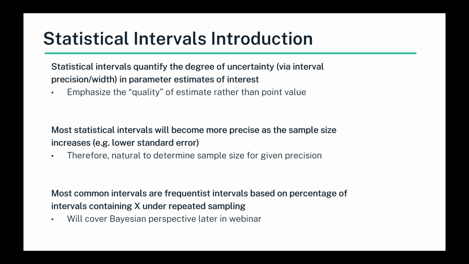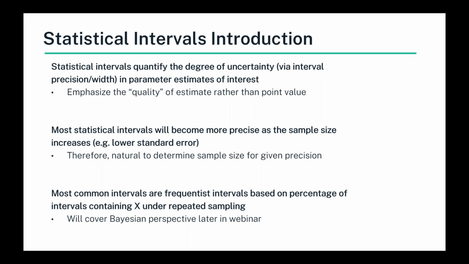So then tying this into sample sizes, you would expect that most statistical intervals will become more precise, i.e. narrower, as the sample size increases. One explanation for this is because increasing the sample size will decrease the standard error. And as we'll see throughout the webinar, standard error is a quantity that shows up quite a lot in many of these interval width calculations. And then reducing this standard error narrows the overall interval width.